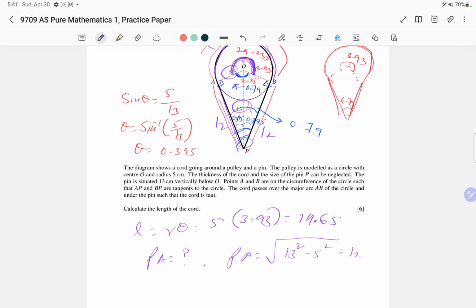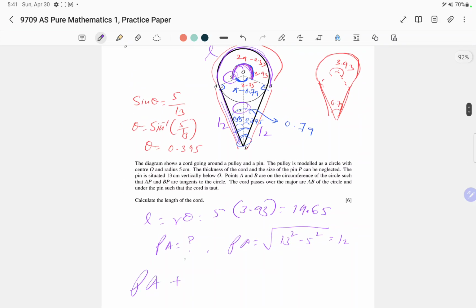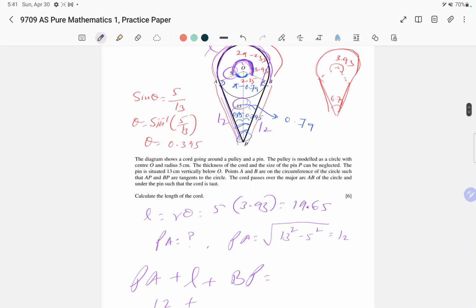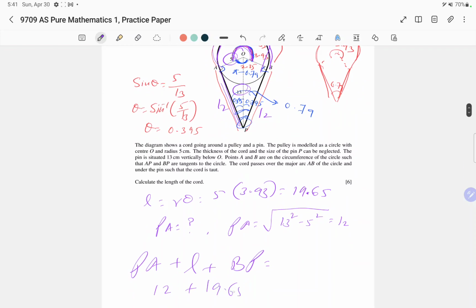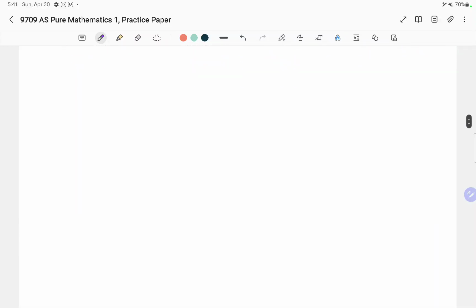So length of the cord will be PA plus arc length L, then BP. So PA is 12, L I already got 19.65, and then again 12, right? So 12 plus 19.65 plus 12, which is 43.65, right? It was 6 marks. It was an easy problem.